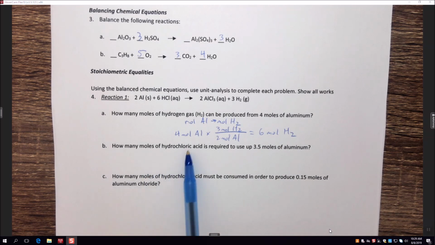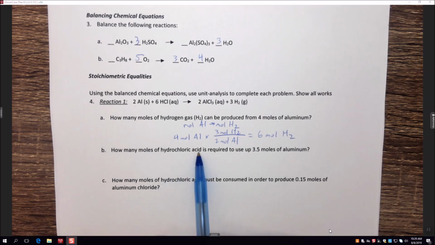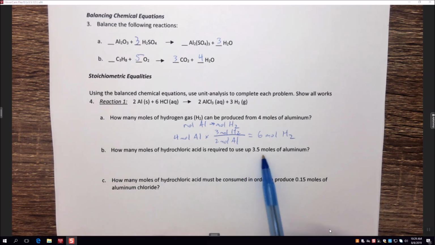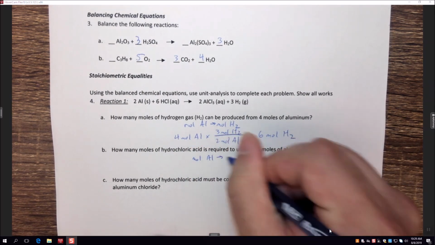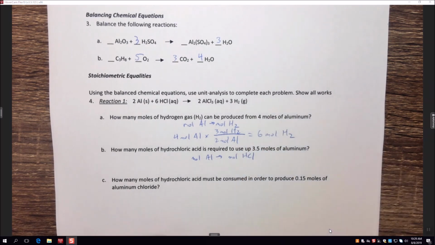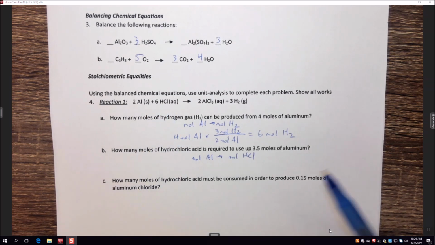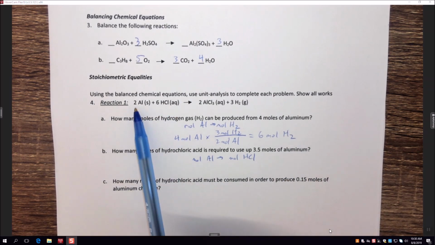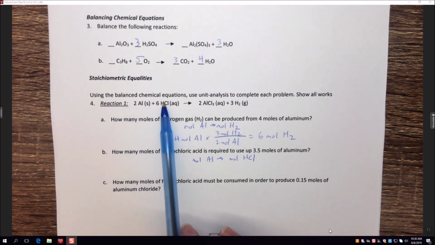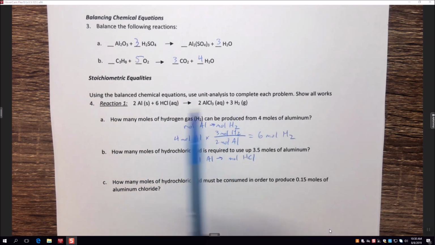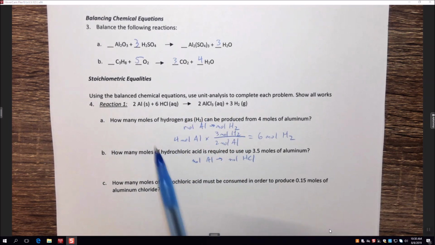So, let's do another problem using the same equation. In this case, we want to know how many moles of hydrochloric acid, HCl, is required to use up 3.5 moles of aluminum. Well, again, we're going from moles to moles. This time we're going from moles of aluminum to moles of HCl. Now, this might feel weird to you because aluminum and HCl are both reactants. But that doesn't really matter when we're doing stoichiometry. We can convert, like Colin did with hydrogen and oxygen forming water, from reactant to reactant, reactant to product, product to product, or product to reactant. We can go any which way we want between any two chemicals in our balanced chemical equation.